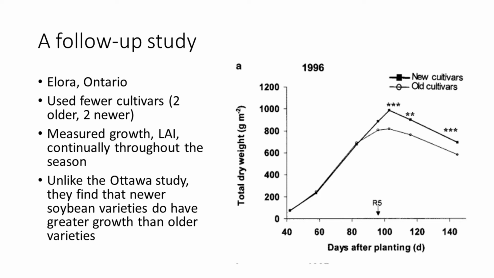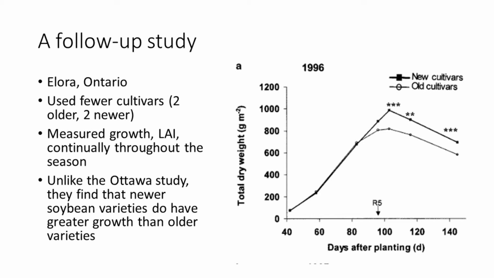And what they did was they measured biomass accumulation continuously throughout the season, at different points throughout the season, whereas that Morrison paper just measured it at maturity. And so, unlike the Ottawa study, they find that the newer soybean varieties do have greater growth than older varieties. But the kicker here is that that greater growth, that difference, is only apparent after R5.